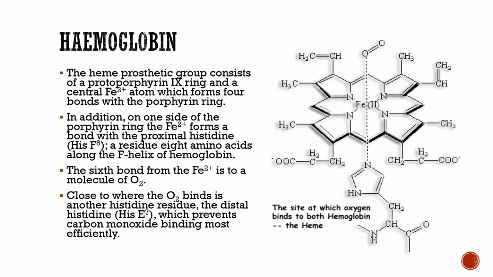Looking at the hemoglobin again in detail, the heme prosthetic group consists of a protoporphyrin 9 ring and a central iron atom. You can see the central iron atom and the protoporphyrin ring around it. The iron forms bonds with the 4 porphyrin ring nitrogens, as you can see here.